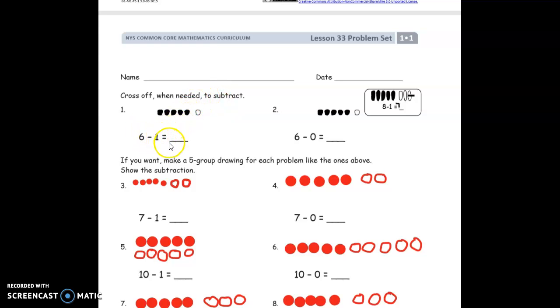6 subtract 1 equals. They made a 5 group for us here. They colored in 5 circles. Then they added another one without it being colored in. So it shows us 5, 6. 6 subtract 1 is, cross off 1 because we're subtracting 1. How many do we have left over? Right, we have 5. We didn't even need to count them again. We know that this is a 5 group.